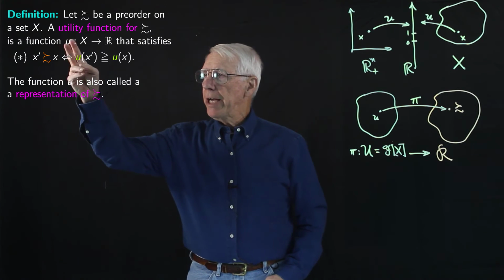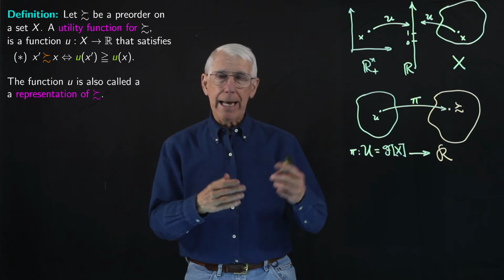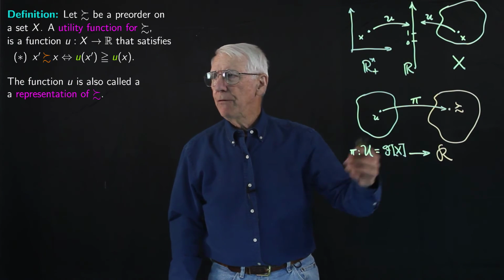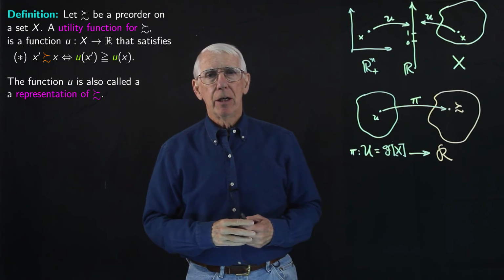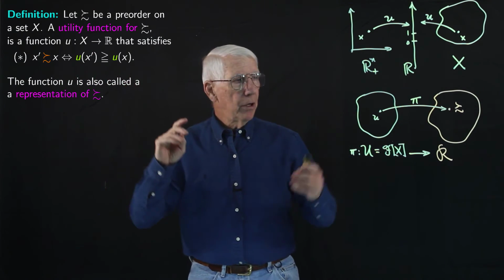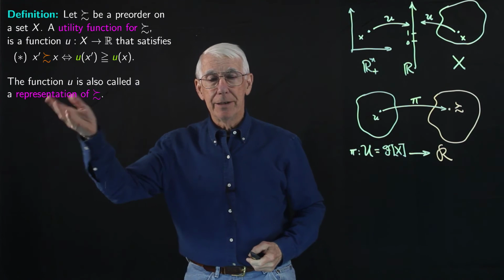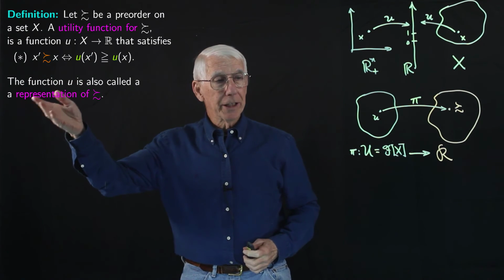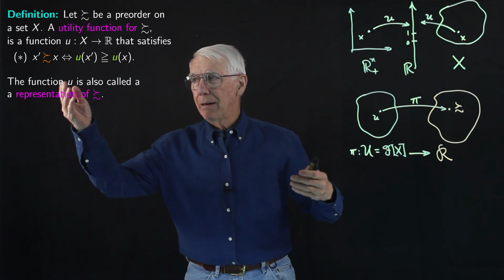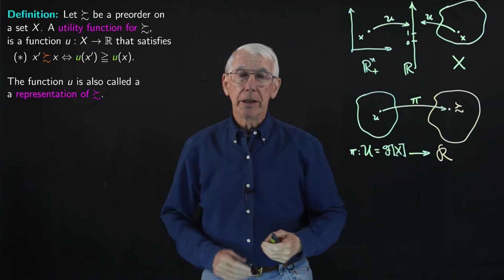So here we say that if we have a pre-order on our set X, a utility function for the pre-order, or a utility function that represents the pre-order, we also call it a representation of the pre-order. A utility function that represents the pre-order is just a utility function that, along with the pre-order, satisfies the condition star that we were using in the first place to associate a pre-order with the utility function. Now we use the same idea, the same condition star, to associate a utility function with the given pre-order.